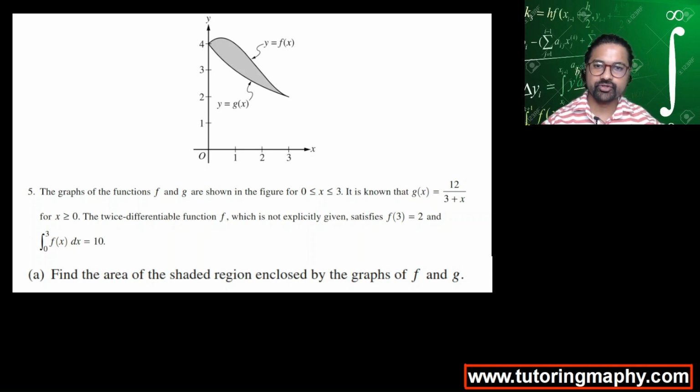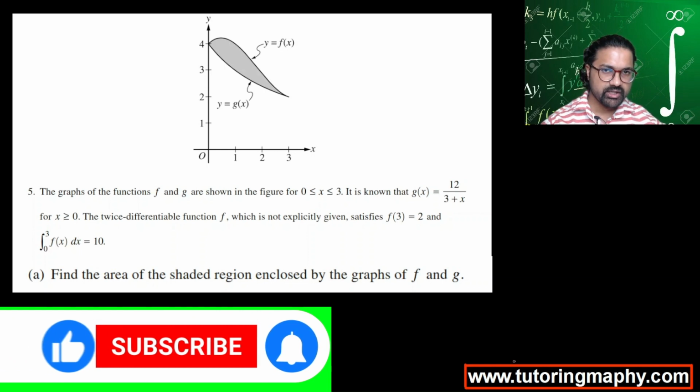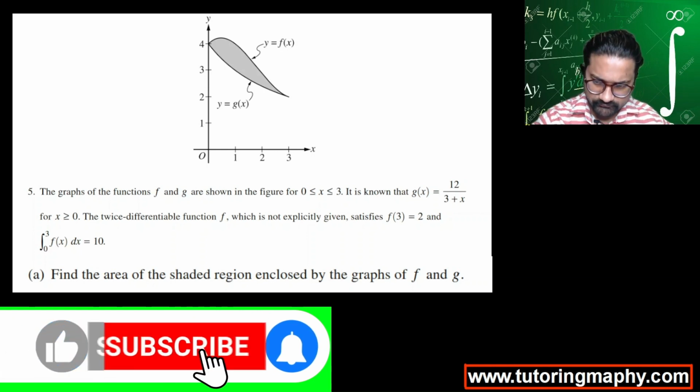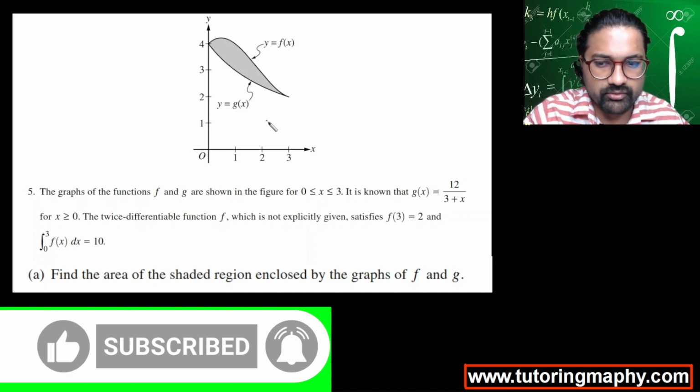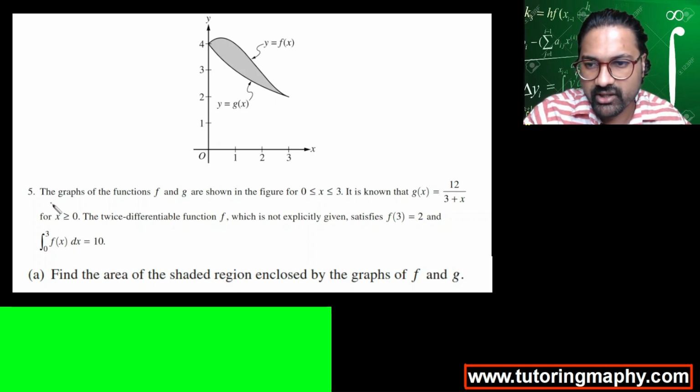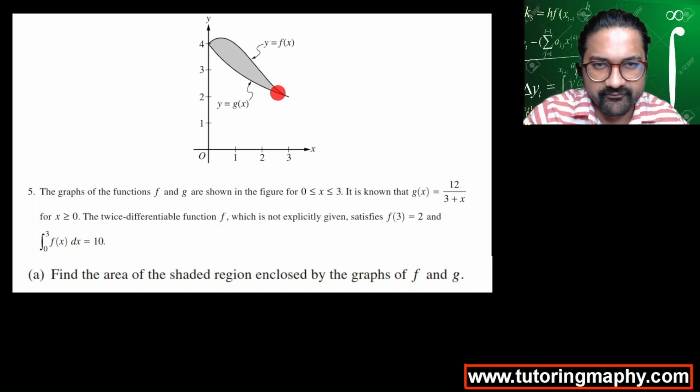In this video, we're going to talk about the next FRQ5 of AP Calculus BC 2023 exam. Okay, this is based on integrals, so something related with areas and all. We are given the graph of the function f and g as shown over here from 0 to 3. It is known that the equation of g is given as 12 over 3 plus x for x greater than or equal to 0, and it is a twice differentiable function.